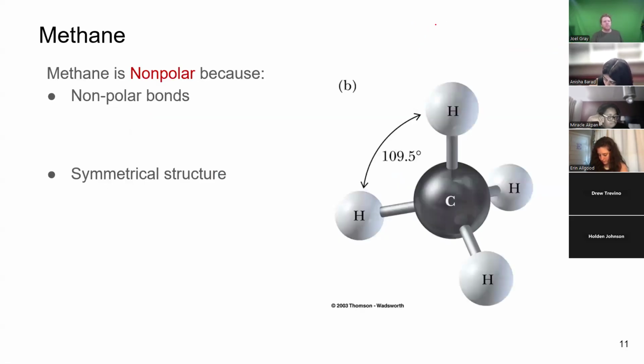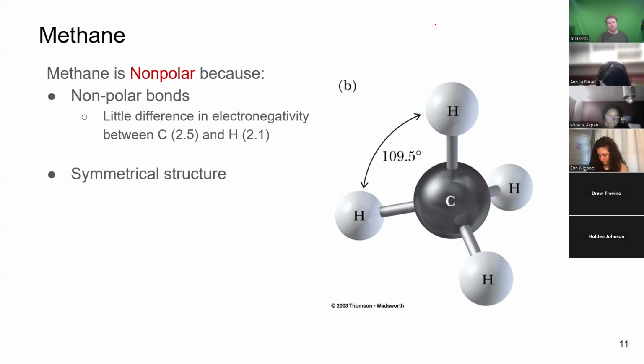Okay. Methane is nonpolar because it has nonpolar bonds. Specifically, the electronegativity of carbon is 2.5, hydrogen is 2.1. So if you're ever asked to do that, or you were historically asked to do that sort of calculation, you do 2.5 minus 2.1. Okay, our difference is 0.4. So it's not a big electronegativity difference.